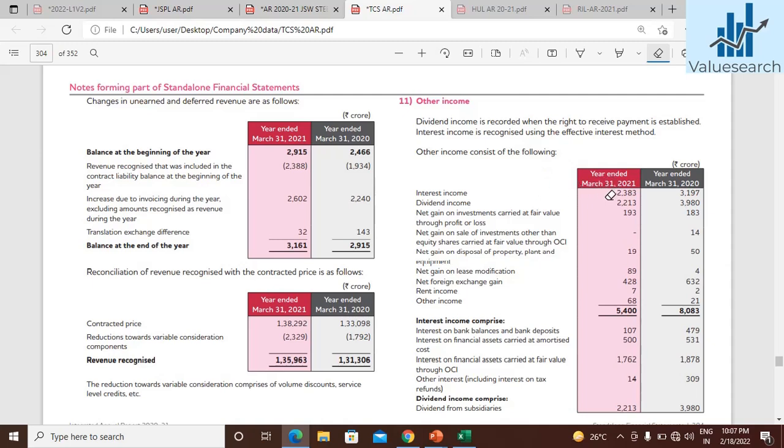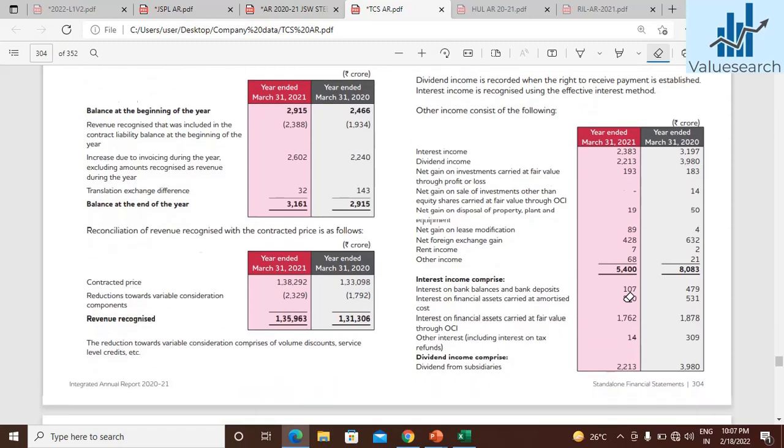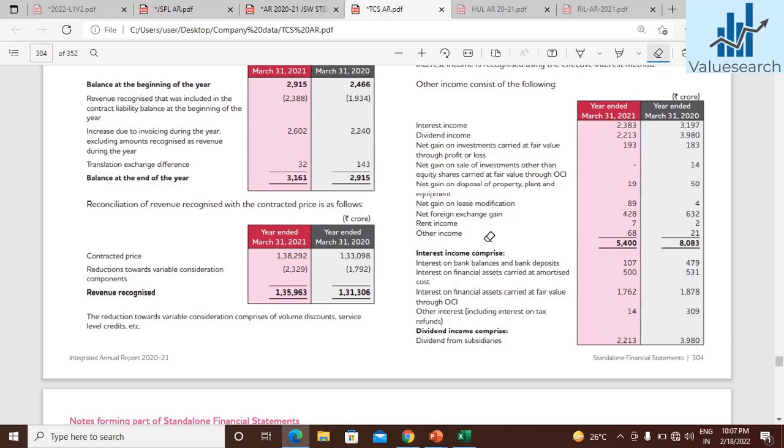Interest income this much, dividend this, net gain on investments carried at fair value this, then net gain on disposal of property, plant and equipment this, net gain on lease modification, there's net foreign exchange gain, there's rent income, other income. Interest income, which is this, comprises interest on bank balance and bank deposits, interest on financial assets carried at amortized cost this much, interest on financial assets carried at fair value through OCI, other interest including interest on tax refunds this much. Dividend income comprises dividends from subsidiaries this much amount.